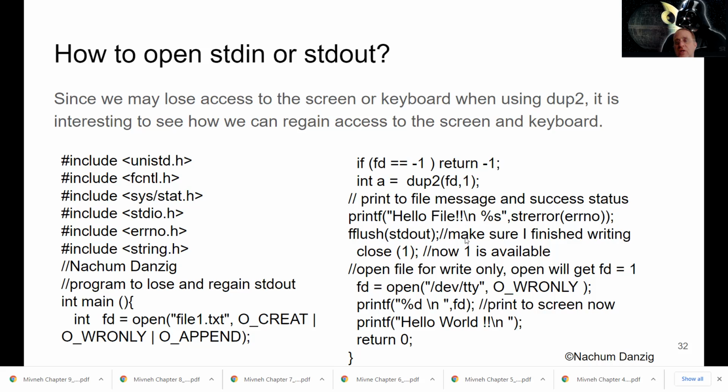And if I do flush, make sure I won't see anything. Really, I wrote to the file. This is printing because the 1 is going to the file. Now I close 1 because I want to finish writing to the file.